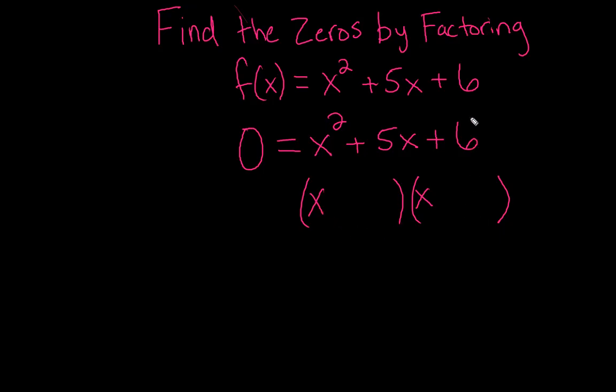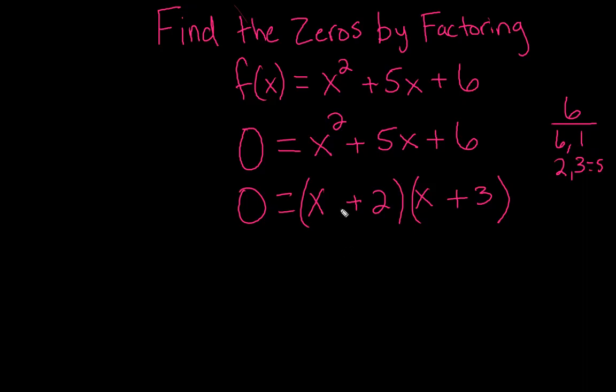Well, we need to find two numbers that multiply to give us 6, but when we add them, give us 5. So if we list out our factors of 6 over here, we have 6 and 1, and we have 2 and 3. Both of these multiply to give us 6, but which two add up to give us 5? Well, we know 2 plus 3 gives us 5. So we know on the back end of our binomials here, we have a positive 2 and a positive 3. And those are equal to 0.